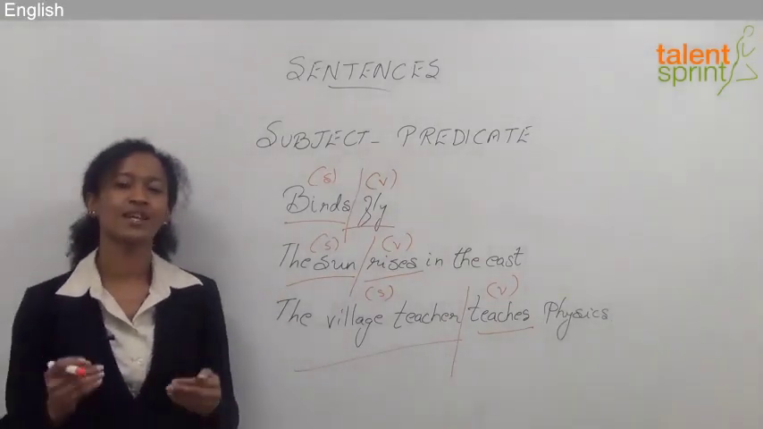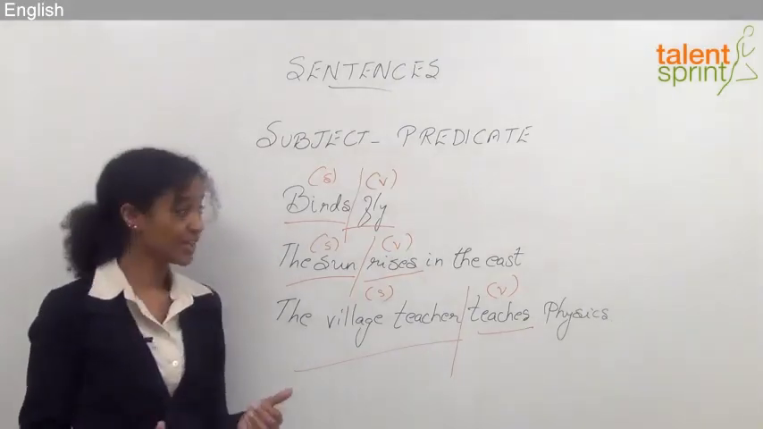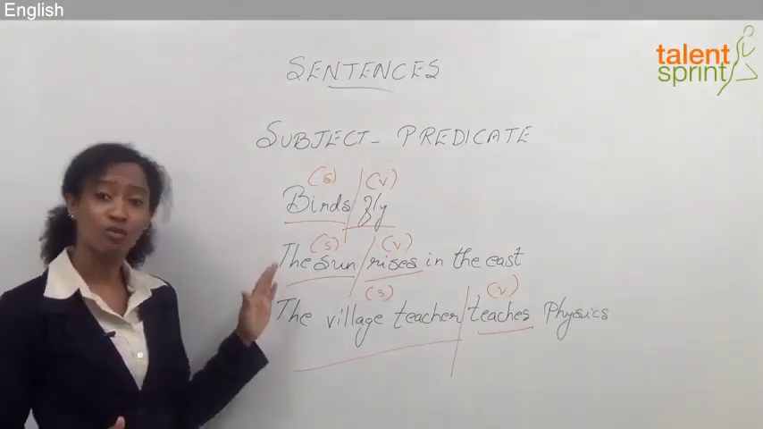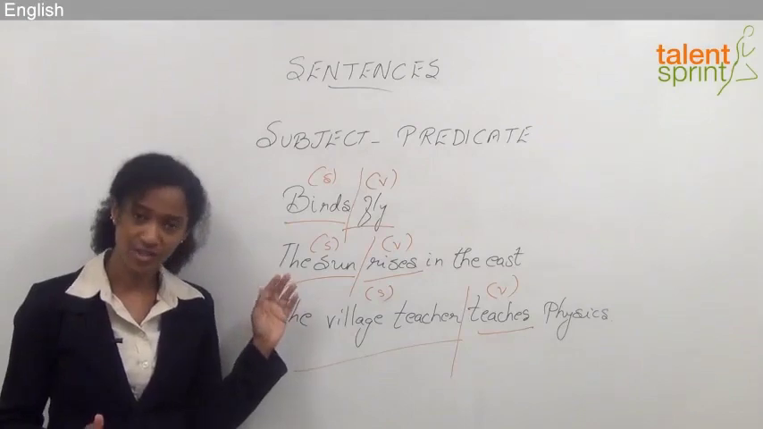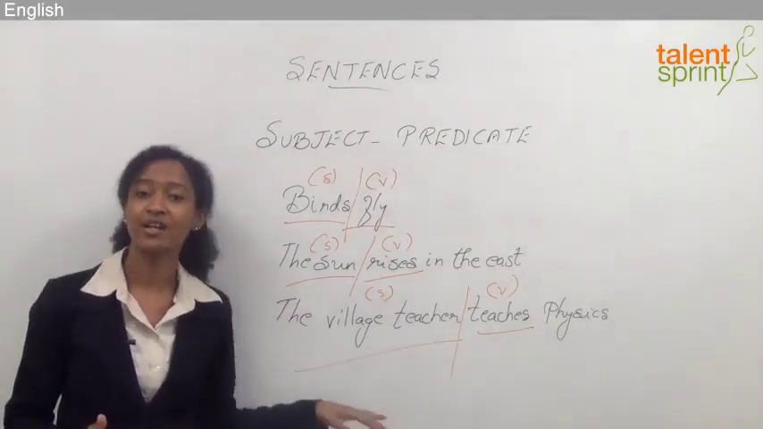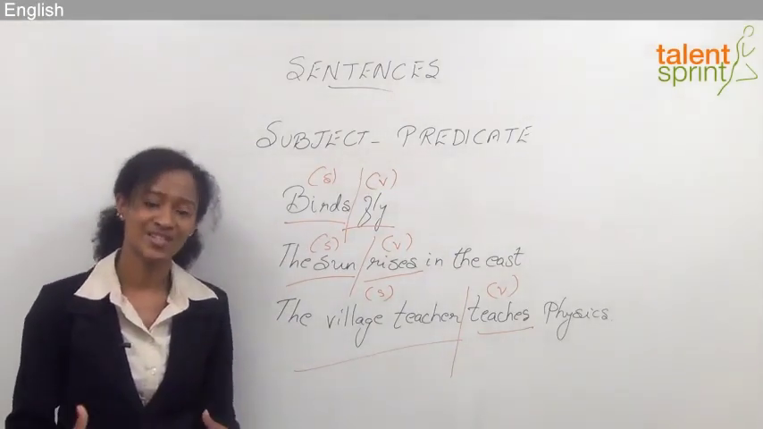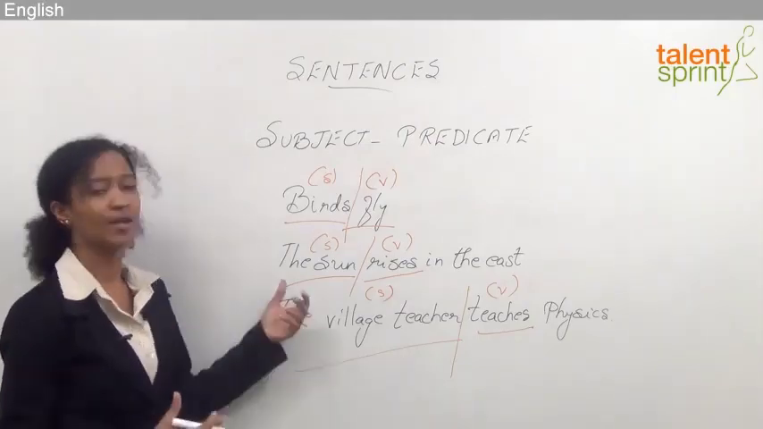You need to understand that a predicate will never come without a verb. Alright, so we've identified how to identify a subject, and we know what the predicate is because it will definitely have a verb. So let's move on to understand what phrases and clauses are, which also make up sentences.